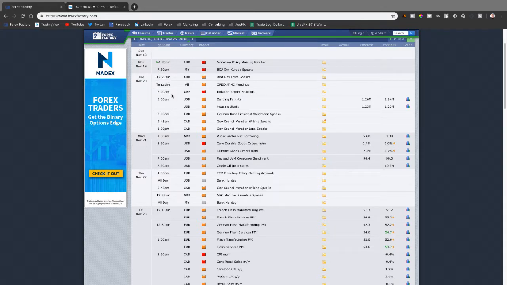On Tuesday, we have GBP inflation report hearing at 2 a.m., that's London session, so there could be an ideal opportunity for GBP USD here on Tuesday. And at 5:30 a.m. we have building permits and housing starts for the dollar index, so we've got some dollar index news as well, New York session. So Tuesday and Wednesday will probably be the better days, in my opinion, for trading this week.